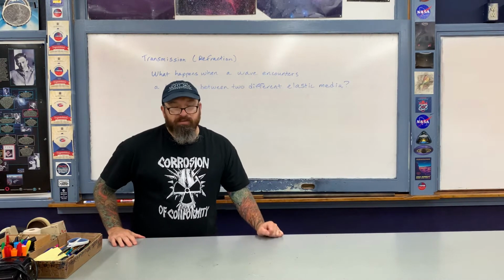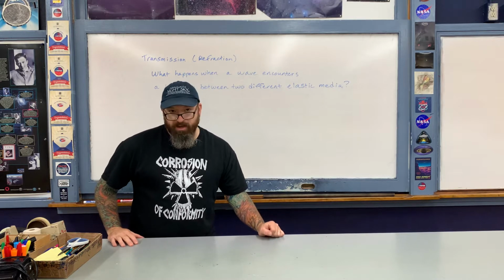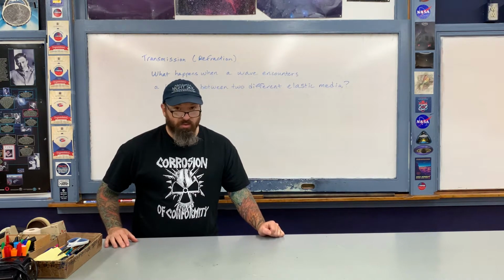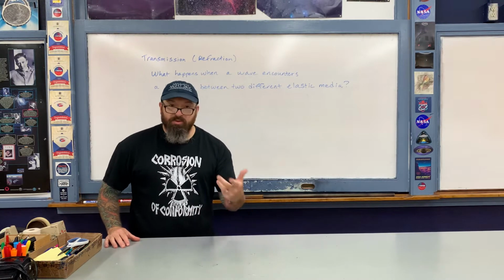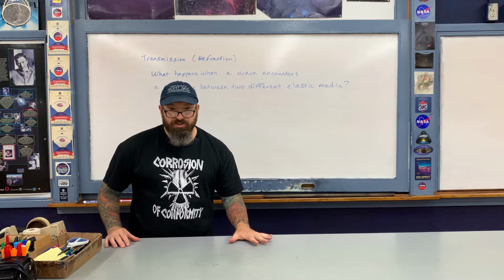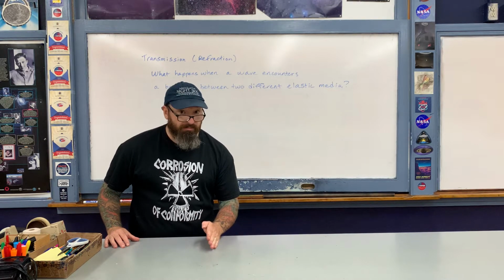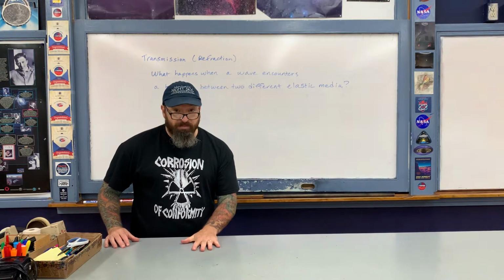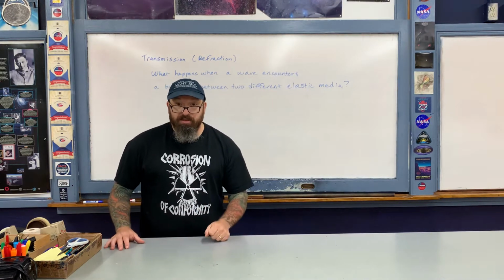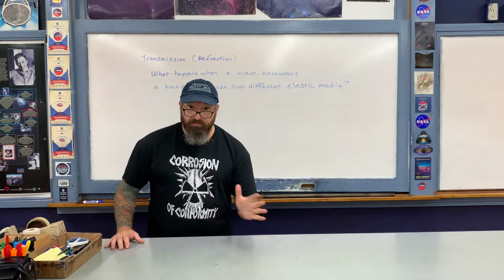In my last qualitative lecture, I described reflection, what happens when a wave encounters a boundary, either at a closed end or an open end. Let's explore that a little bit further, however. Let's now consider what happens when a wave approaches a boundary between two different elastic media. So say a wave propagates from one spring to another. What happens in that case if the two media have slightly different properties?